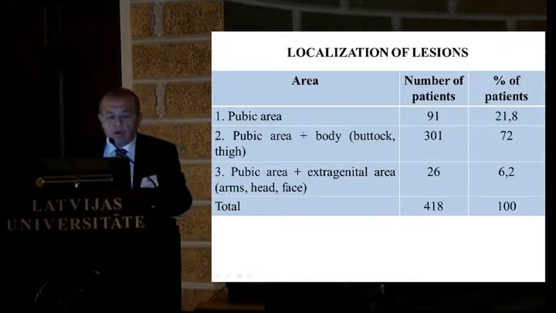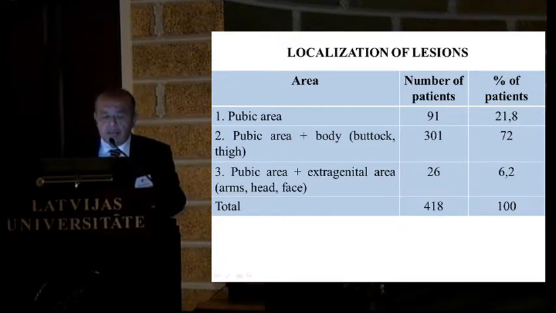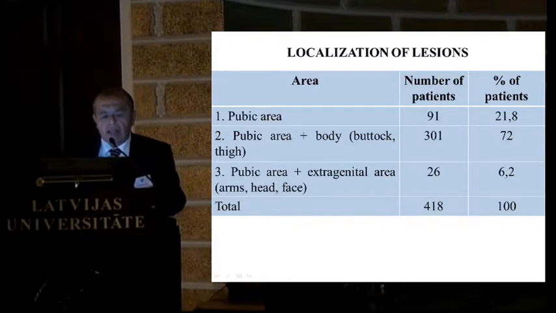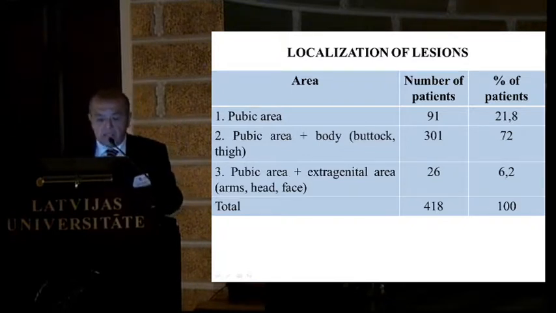And according to the localization, not only pubic and other sites, we divided patients into 3 groups. In the first group, localization was only in the pubic area, 21% of patients. In the second, pubic area plus body, buttocks, thighs, etc. It was the majority, 72% of patients. And the third group, pubic area and extragenital areas such as arms, hands, face, 6%.